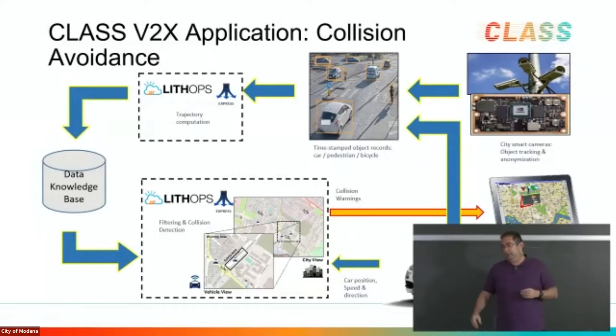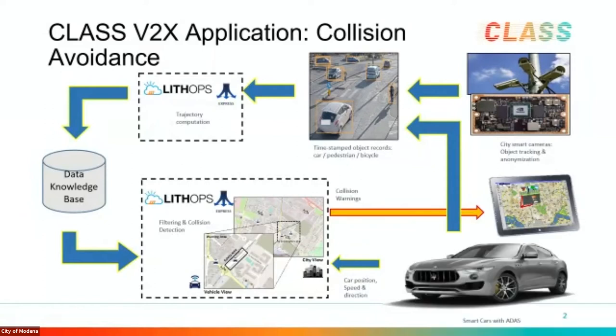Now, each of these objects is detected multiple times, obviously, as it goes through the various locations in the Massa. As such, a history is constructed for each such object. Based on this history, we can now predict the future movement of that object. This is the trajectory computation that you see in the next square, done again on top of a LithOps platform, which is also part of another analytics platform that is part of CLAS.